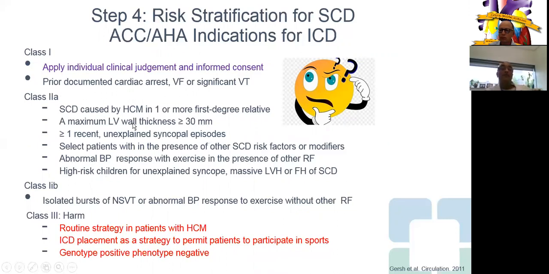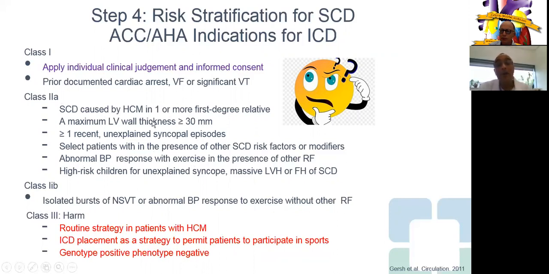What are some of the things related to imaging? Wall thickness greater than 30 millimeters. If you have unexplained syncopal episodes, is it arrhythmic? If you're passing out, is it because your gradient is 130 millimeters of mercury, or because you have VT? It is important to know. What is your blood pressure response to exercise?